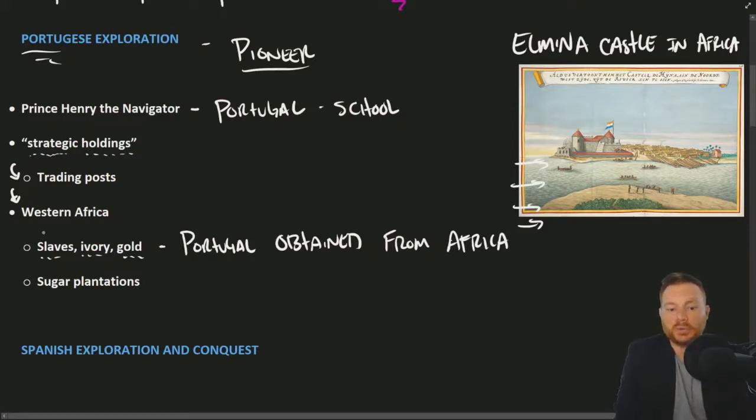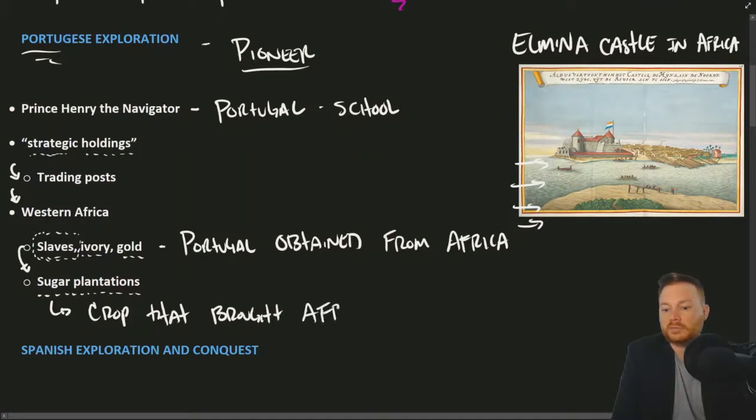But one important thing to take note of, and we mentioned this last section, was that many of the slaves were used to grow sugar. And it was by sugar, right? We're going to say sugar is the crop that brought African slavery to the New World.